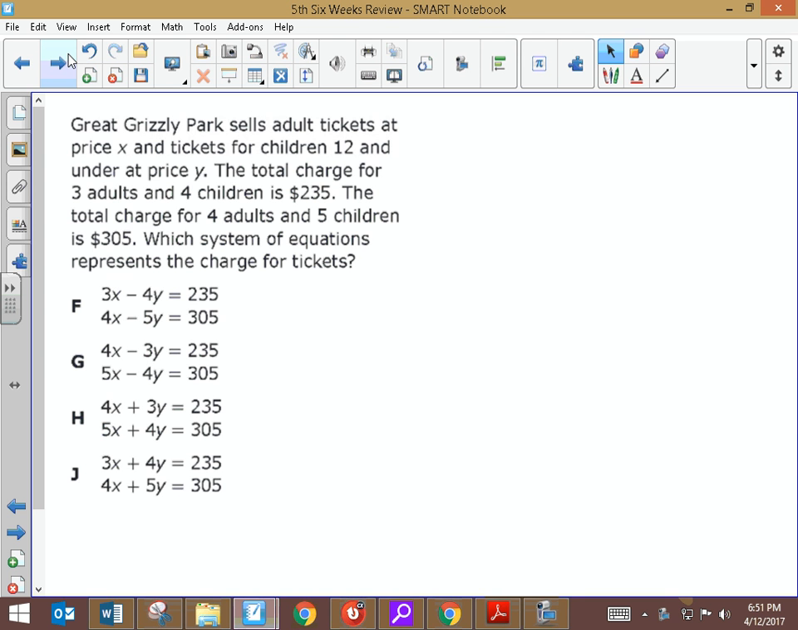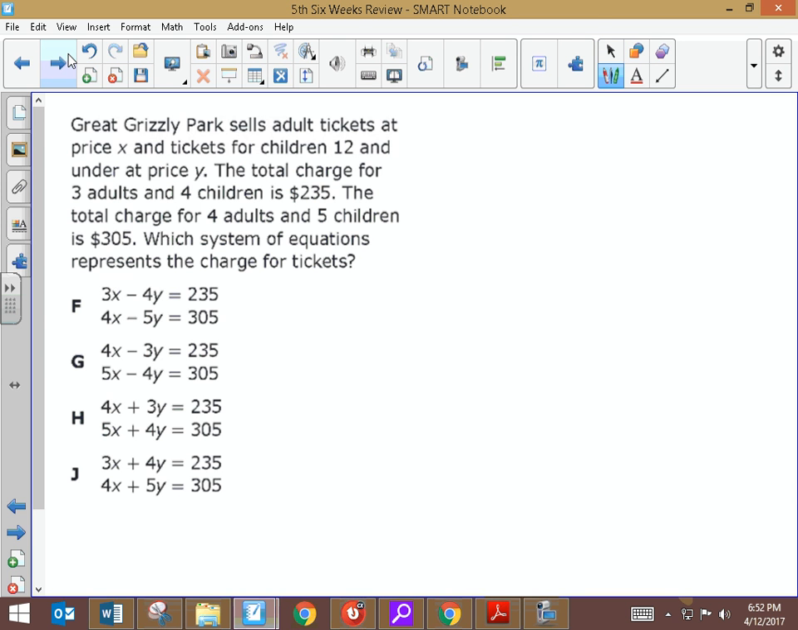Suppose Great Grizzly Park sells adult tickets at price X and tickets for children 12 and under at price Y. Total charge for 3 adults and 4 children is $235. Total charge for 4 adults and 5 children is $305. So which system of equations represent the charge for tickets?